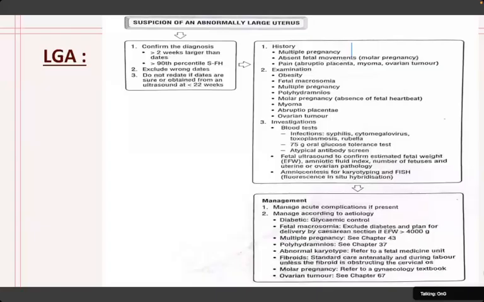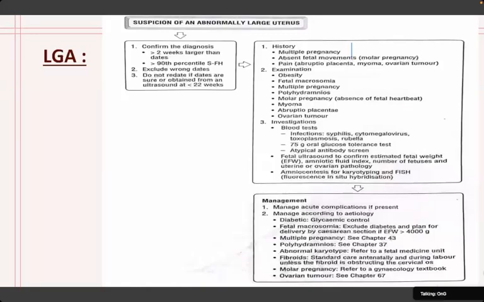So with LGA, like we said, it's more than the 90th centile for a given gestational age. We confirm the diagnosis with serial scans, it should be more than 2 weeks larger than the date, or with plotting. We have to make sure we exclude that a wrong date wasn't used for actually dating the pregnancy.